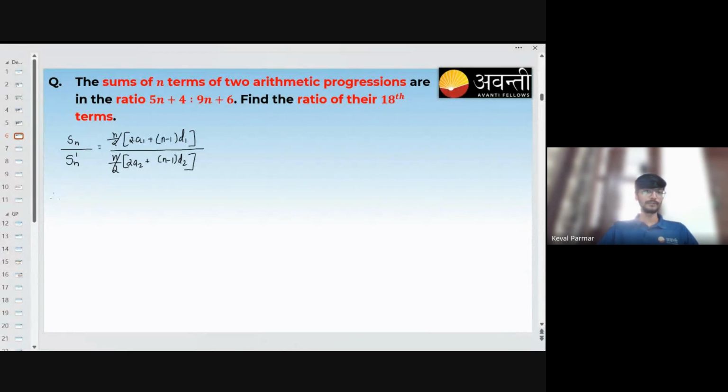I'll take 2 common from numerator and denominator, so it will get cancelled. So I'll get A1 plus (n minus 1)/2 into D1 upon A2 plus (n minus 1)/2 into D2 is equal to, they have given this, 5n plus 4 upon 9n plus 6. Now, I hope you remember the basics of mathematics.